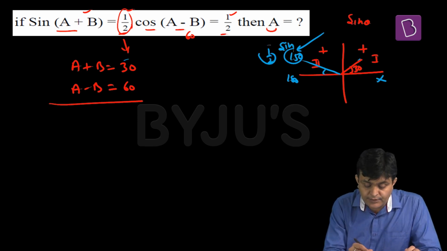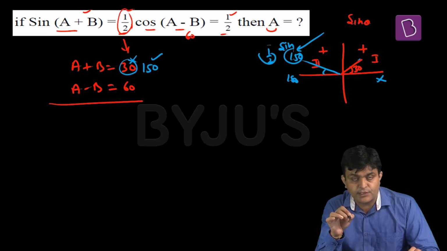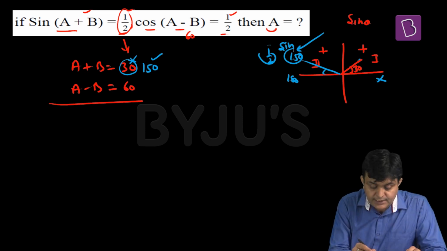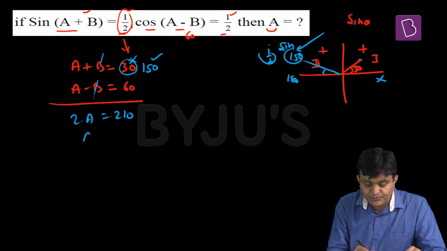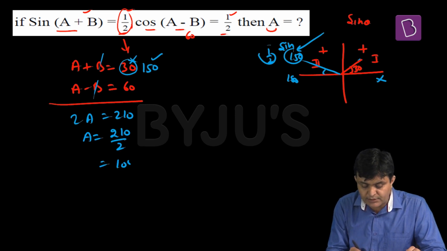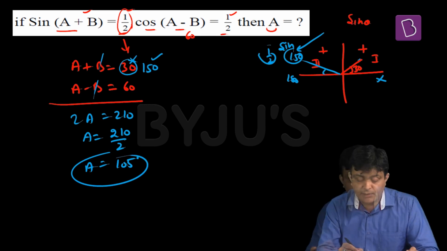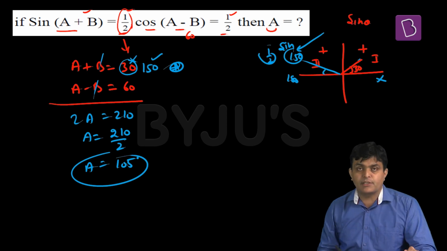So we will use 150 in place of 30, for the sake of convenience, so that A plus B is greater than A minus B. Now adding these two, 2A is equal to 150 plus 60, that is 210, A is 210 by 2, that means 105 degrees is the answer. Please note this point, it is important for the solution.